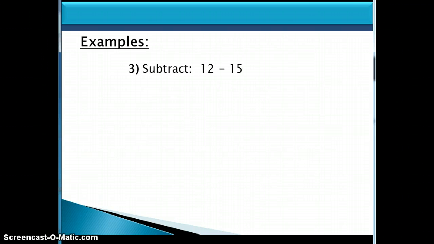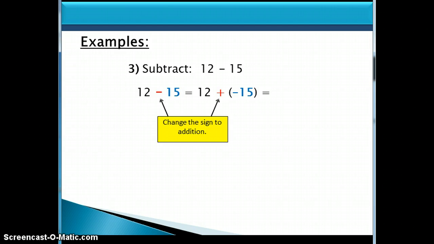So for example, if we want to subtract 12 minus 15, we can rewrite that by changing the subtraction sign to addition, and then changing the 15, which is positive originally, to a -15. So now we're adding two numbers that have opposite sign. So we find the difference between 12 and 15, which is 3. And the bigger number is negative, so we end up with -3.